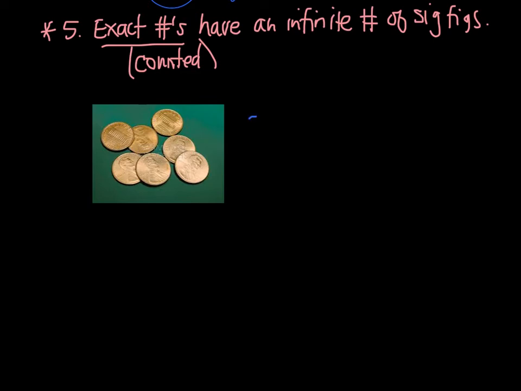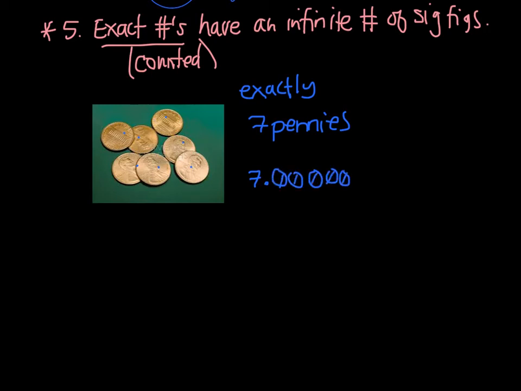Now here's the thing. I didn't measure the number of pennies. I have 7 pennies. There are exactly 7 pennies. I didn't estimate this. I didn't just eyeball it. I counted 1, 2, 3, 4, 5, 6, 7. This is an exact number. And what that really means is there's no estimated digit in my measurement. There are 7.0000000 all the way to infinity pennies. So this is an exact number, which means that we have an infinite number of sig figs.